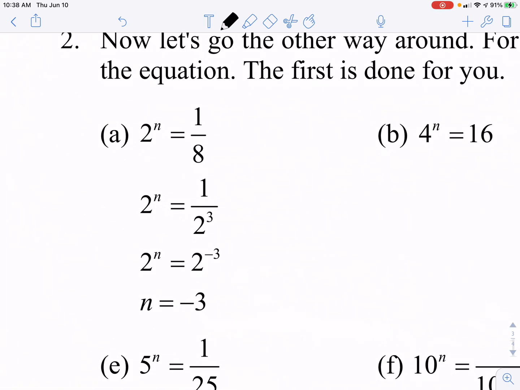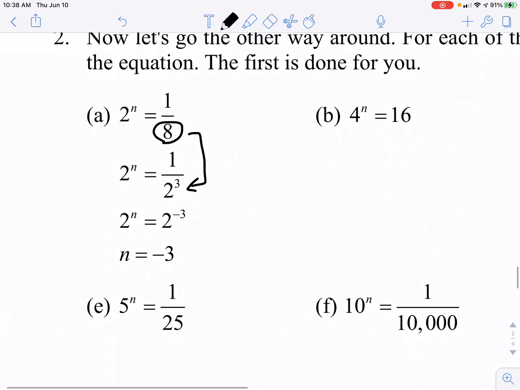2 to the power of n equals 1 over 8. Notice we just rewrote 8 as 2 to the third power. Then we wrote the positive exponent as a negative exponent by bringing it up. And then if we have 2 to the n power equals 2 to the negative 3 power, that must mean n has to equal negative 3.